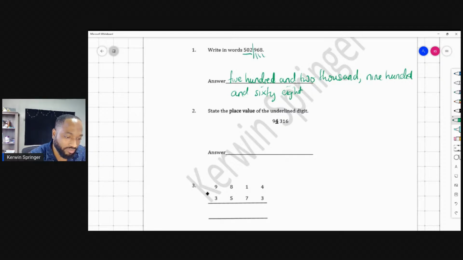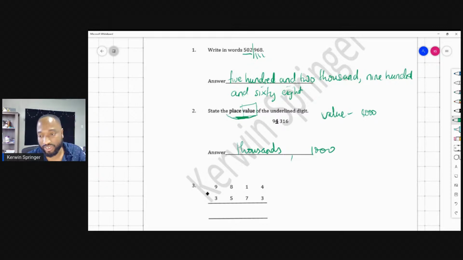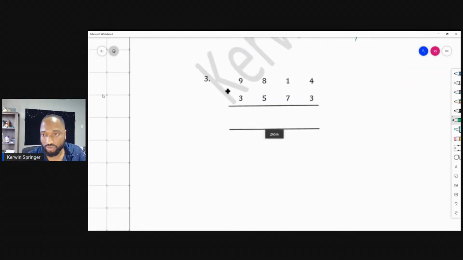502,968. State the place value of the underlined digit. Well, they actually ask place value this time, so you need to put thousands. Watch out. In the last 3 sessions, I think when they ask this, they asked the actual value. If they ask the value, you put 4,000. But if they ask the place value of the digit, the place value is in the thousands. Let's get the answer for number 3 going.